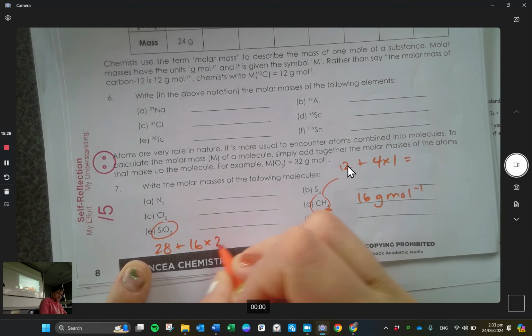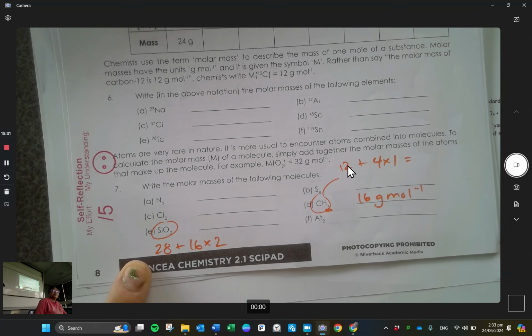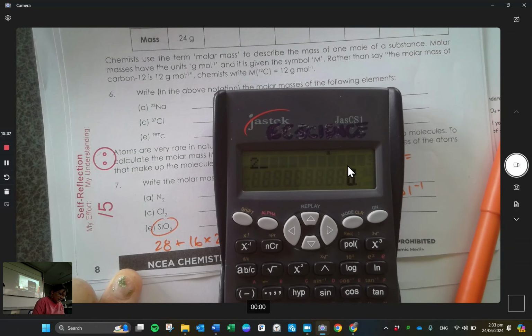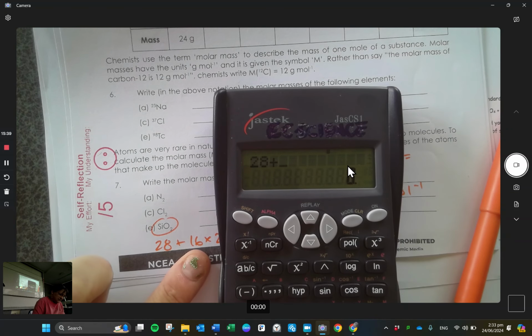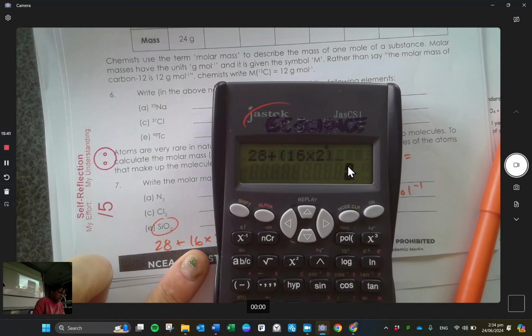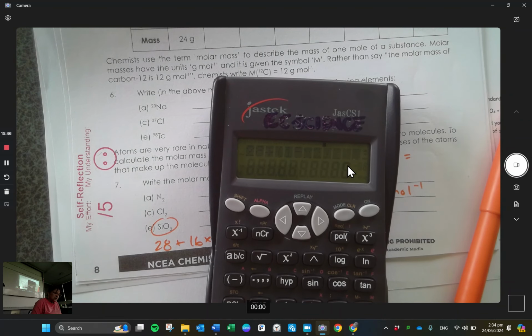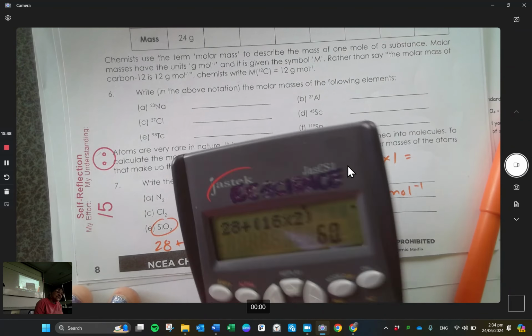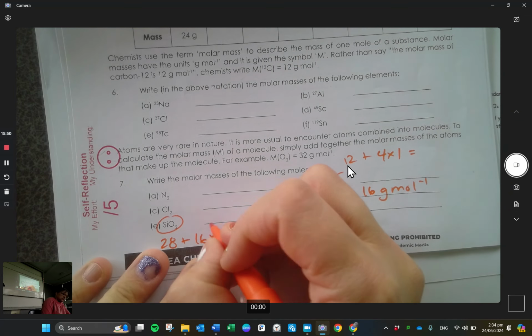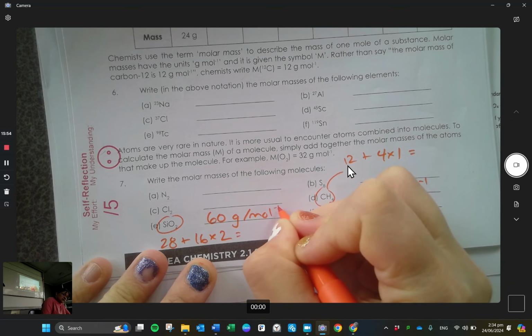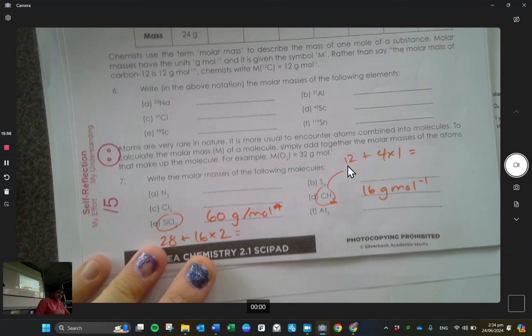And then if I add that all together, let me get my calculator. So I have 28 plus 16 times 2. I like to use the brackets just in case, so that way I make sure the order of operations is correct. Press enter, and so the molecular mass of that is 60 grams per mole. So basically, I don't need to do it because I have the divide sign.